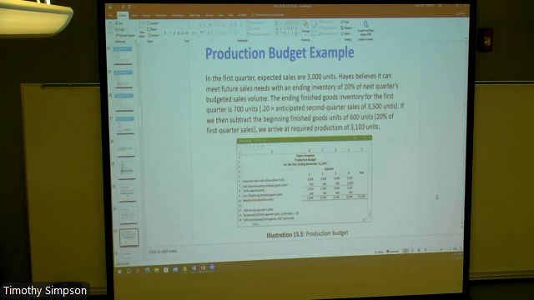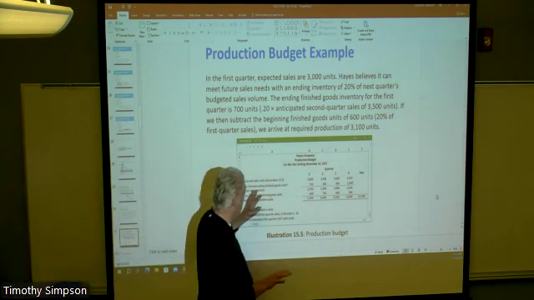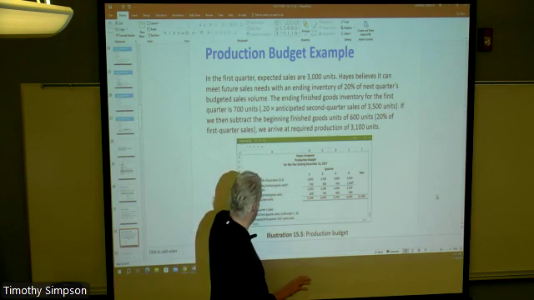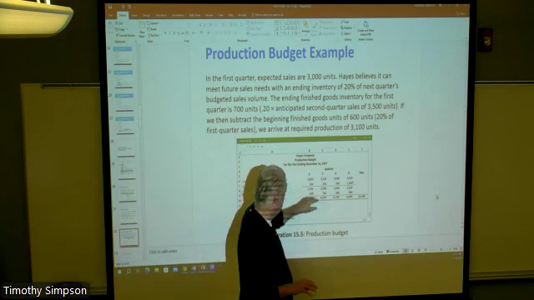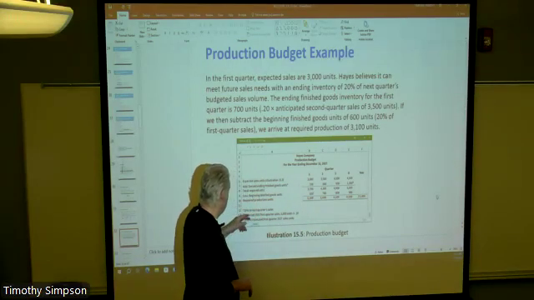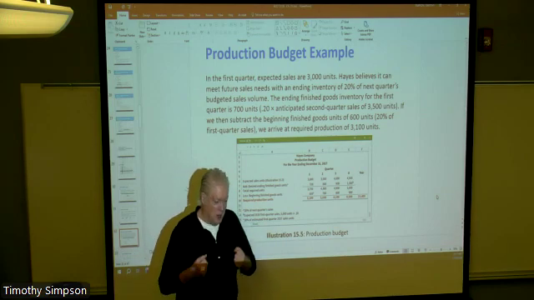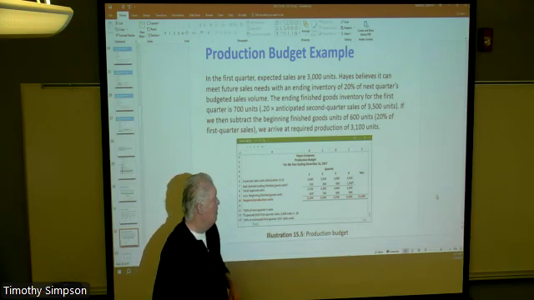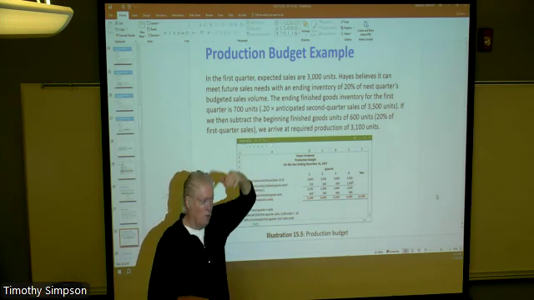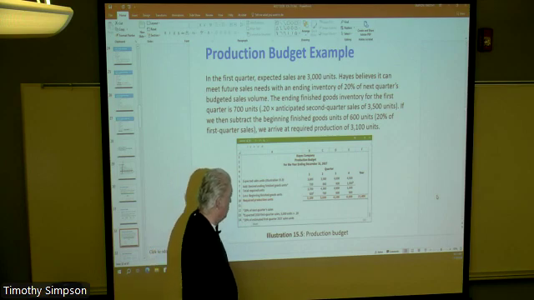The production budget, again, has no dollar figures really, other than the fact that we have an amount of production in units that differs from the amount of sales. The reason is that we've got to have 20% of next quarter's sales available as ending unit production, so that we have something available for the next quarter, right?